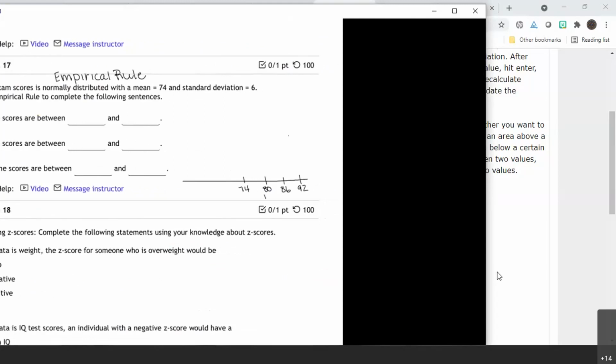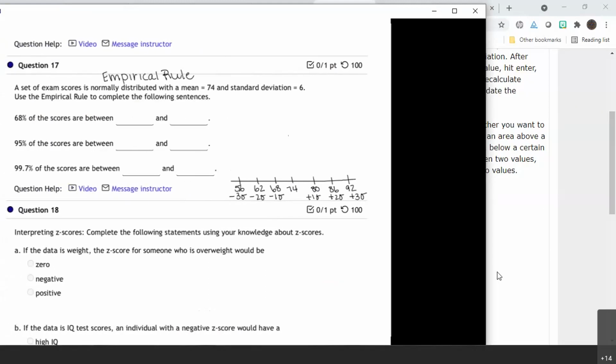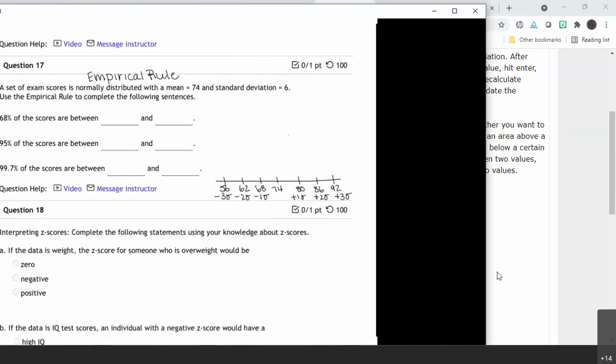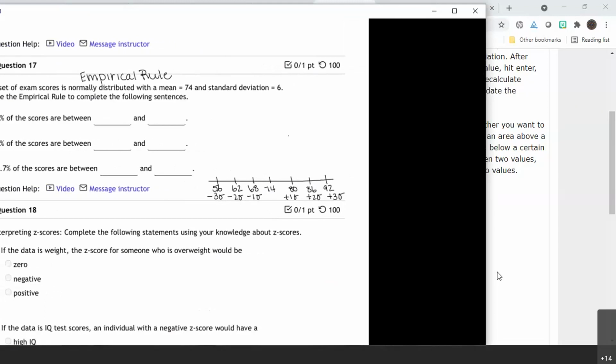So this is plus 1 sigma, plus 2 sigma, plus 3 sigma. Going the other way, I'm going to subtract 6. So 74 minus 6 is 68. Minus another 6 is 62. And minus another 6 is 56. So I'm showing you the standard deviations or the z-scores associated with these scores in my distribution. Here's my curve.